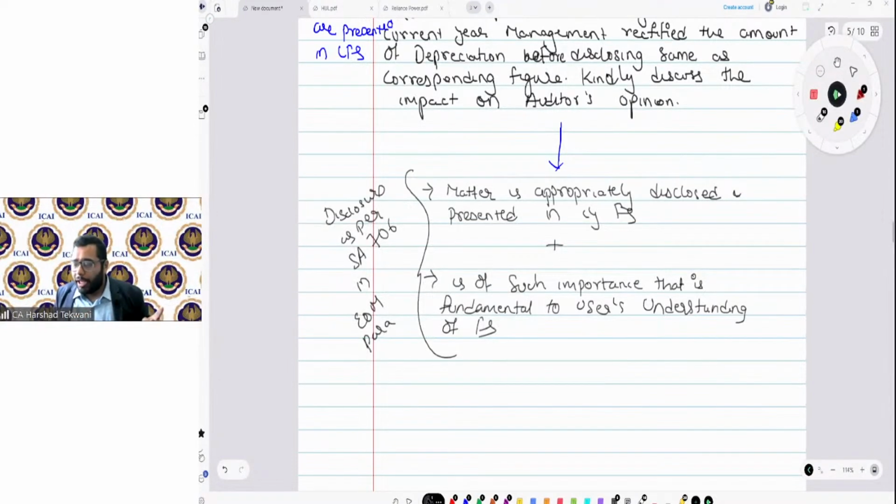So it's not only SA 710 we are talking about, but it can be as per SA 706, showing how different standards play an important role together. That's very important.